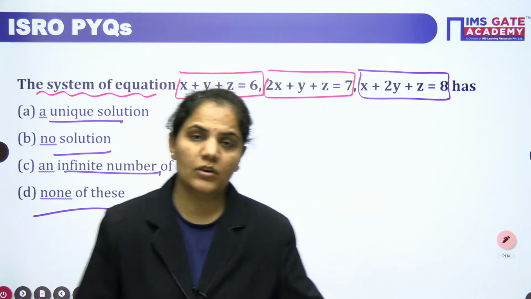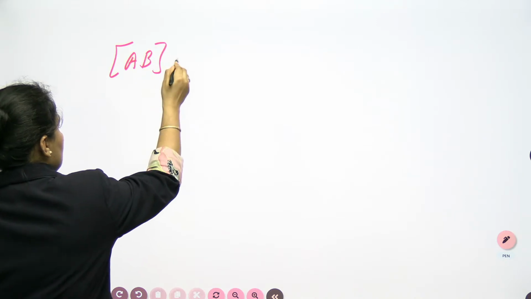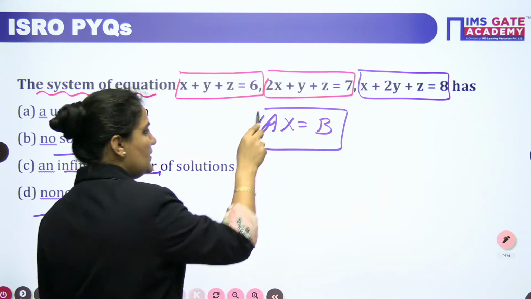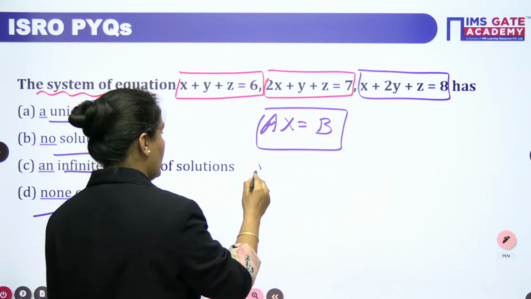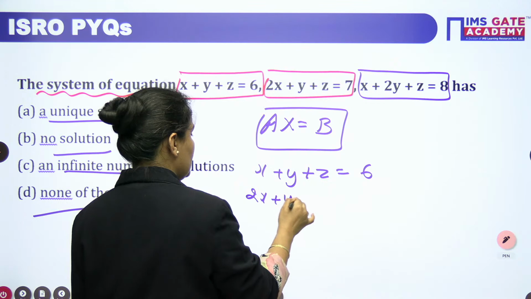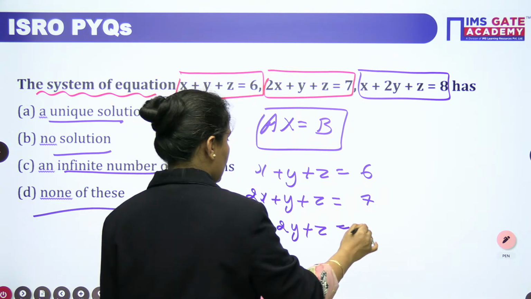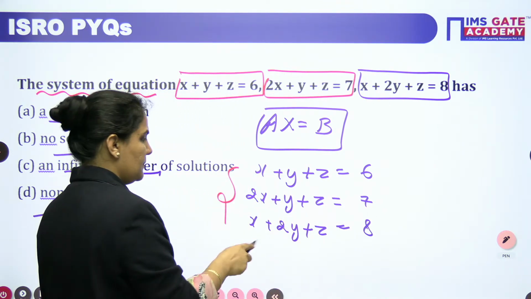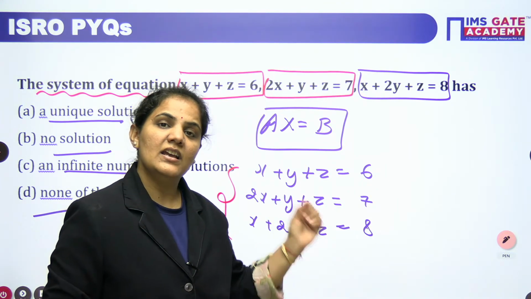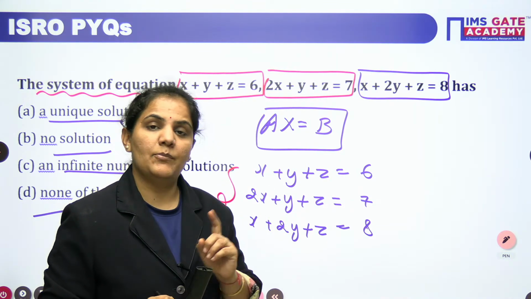Let's approach the question. First of all, I will make the augmented matrix AB. As I can see, my system of equations is a non-homogeneous system, of the form Ax = b. How can I say this is of Ax = b form? Because my system is x plus y plus z is equal to 6, 2x plus y plus z is equal to 7, x plus 2y plus z is equal to 8. So my system is not Ax = 0. This is not a homogeneous system of equations; this is a non-homogeneous system.